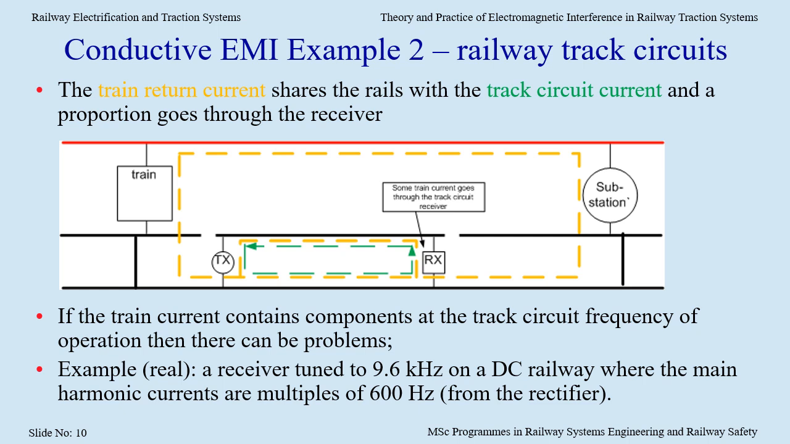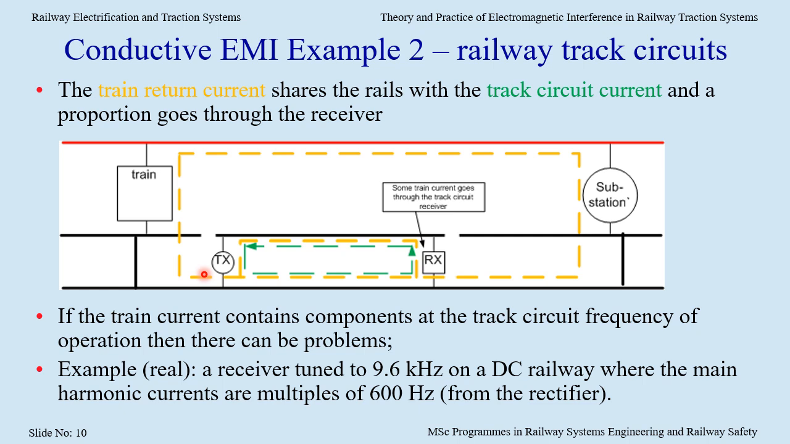A second example of conductive interference is in railway track circuits. The track circuit current is shown in green here that circulates between the transmitter and the receiver via the rails. The train draws its current from the substation along the overhead line or third rail, back into the rails and back through the track circuit. As you can see from the orange dashed line, some of the train return current actually flows through the receiver.